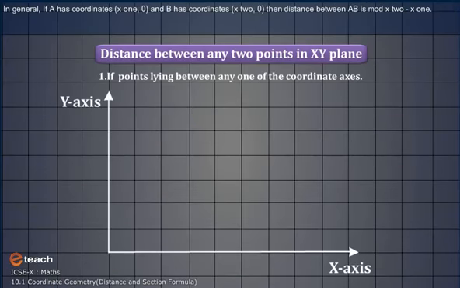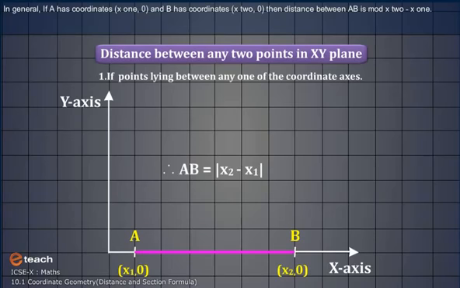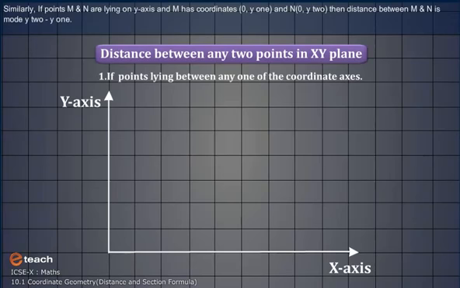In general, if A has coordinates x1, 0 and B has coordinates x2, 0, then the distance AB is mod x2 minus x1. Similarly, if points M and N are lying on y-axis and M has coordinates 0, y1 and N has coordinates 0, y2, then the distance between M and N is mod y2 minus y1.